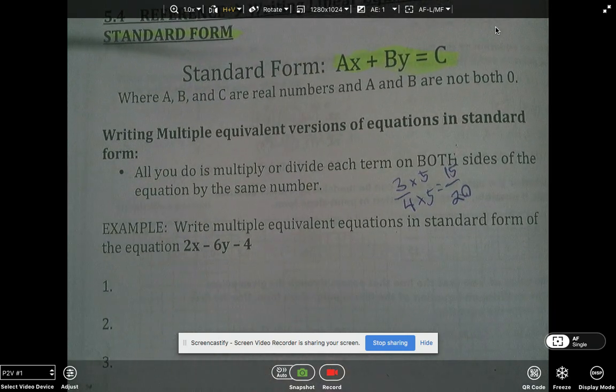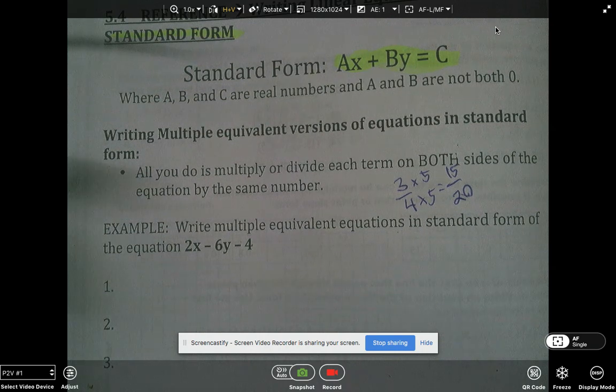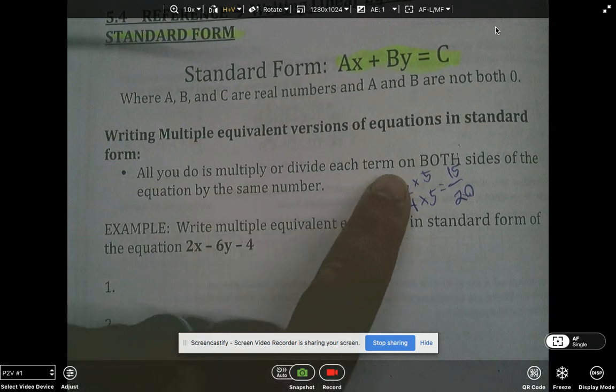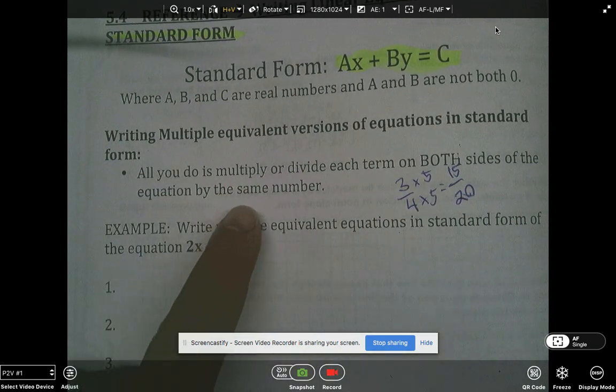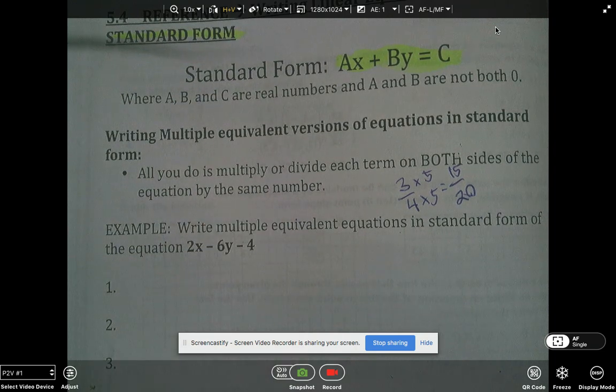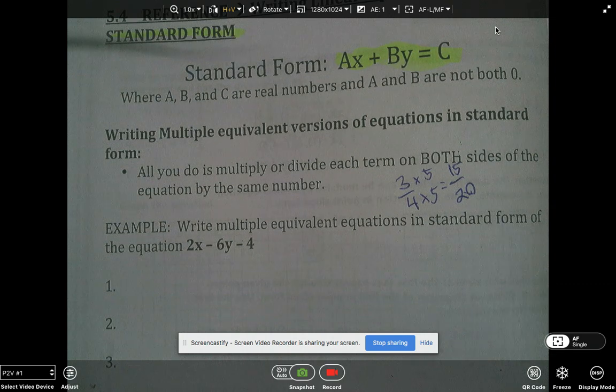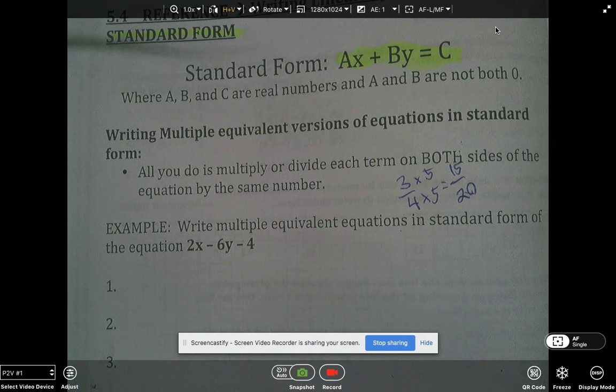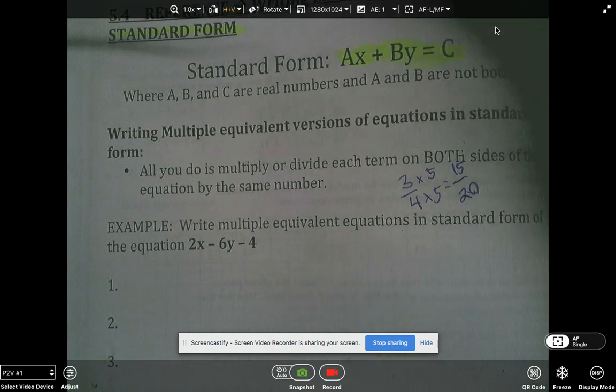So similarly with equations, all you do is multiply each term on both sides of the equation by the same number. So this becomes the handy thing to do when you write from point slope to standard form, because sometimes the equations you end up getting are not the most attractive equations. You have fractions or decimals or things of that nature.